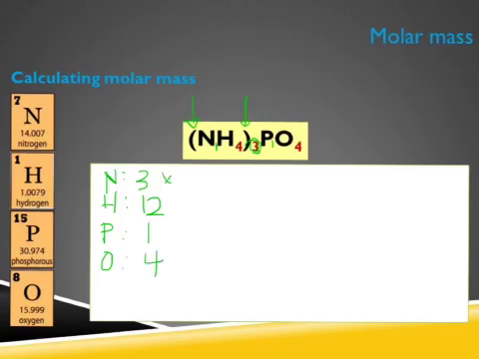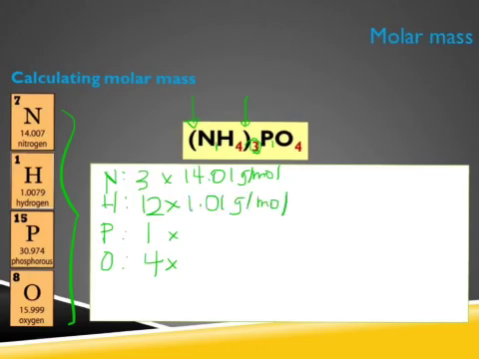Now that I know that, I can go ahead and look for it on the periodic table, which I've nicely done right here, and multiply each one by its mass. So I'm going to shorten nitrogen to 14.01 grams per mole, and hydrogen is 1.01 grams per mole. Phosphorus is 30.97 grams per mole, and oxygen is 16.00 grams per mole.